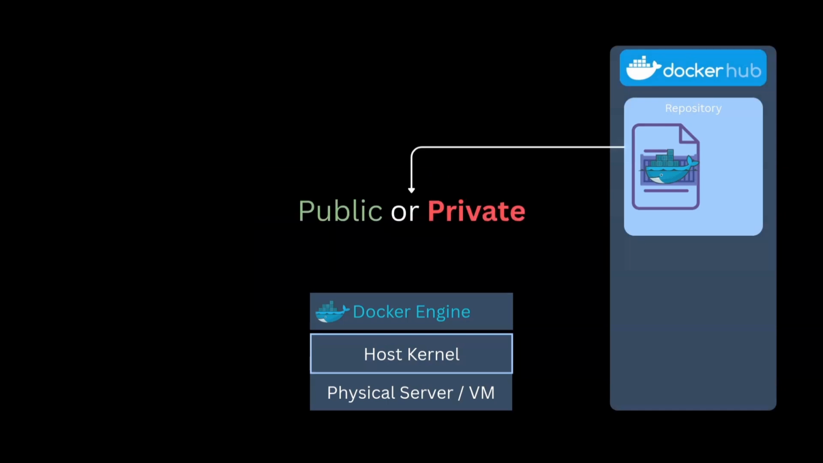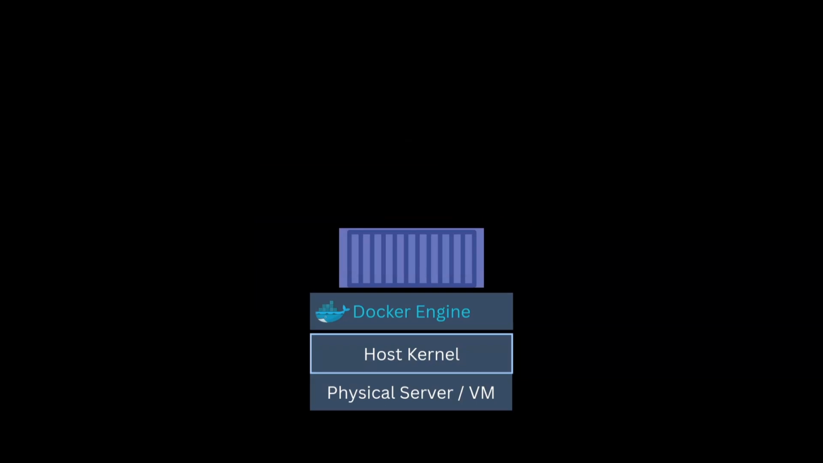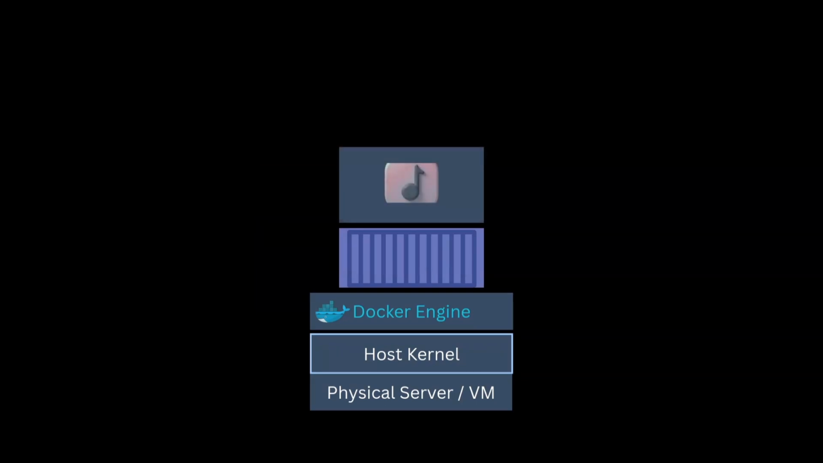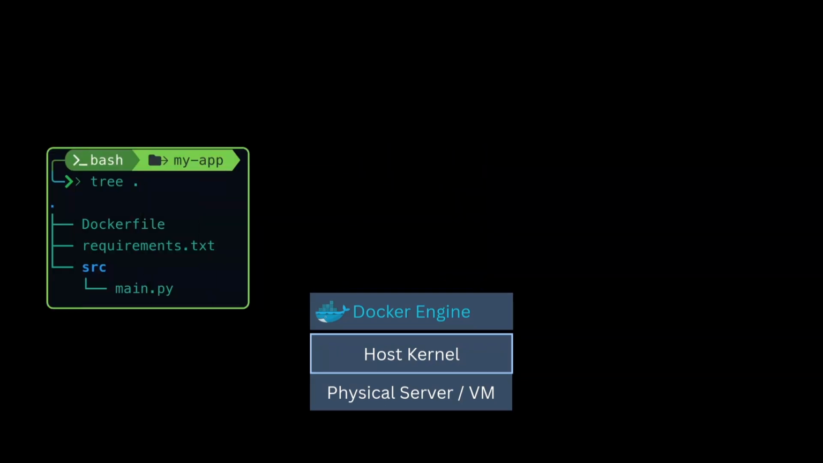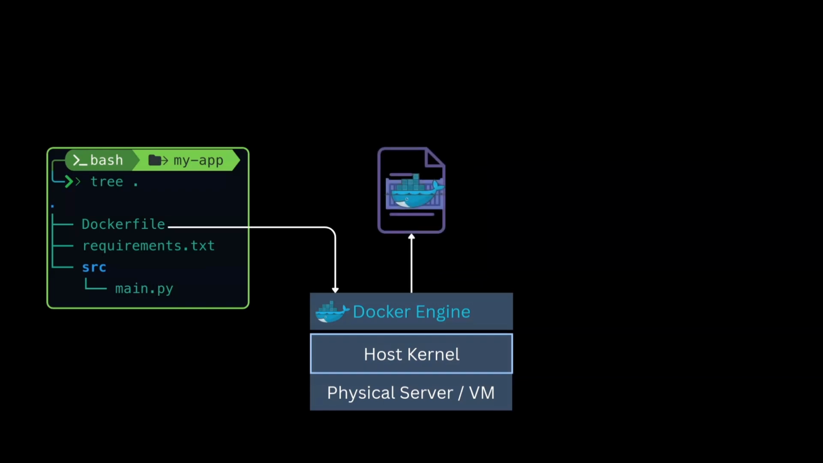An image repository may be public or private. You can pull the image from Docker Hub and run the container. This container serves your application. To update the application, you need to update the application code, build the Docker image again, and repeat the process.